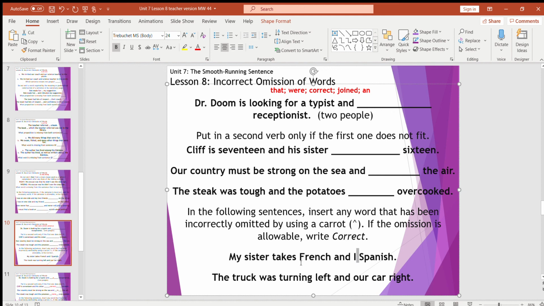The truck was turning left and our car right. So would it be okay if this had originally said our car was turning right? Yes. So this one you can just write correct.